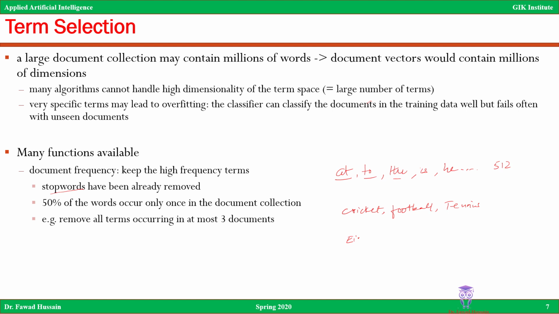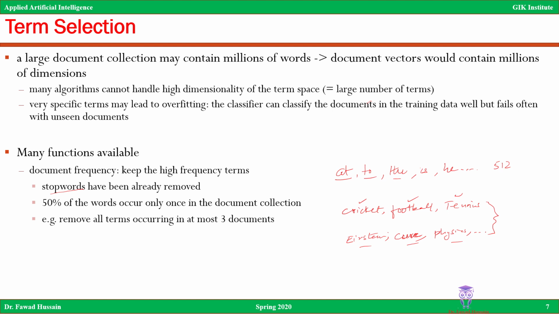Einstein, curve, or okay, let's make it cure, or any other thing, maybe the word physics. So these words are very helpful in classifying, because if I have a document with these words, I know it's talking about sports. And I have a document with these words, I know it's talking about science.